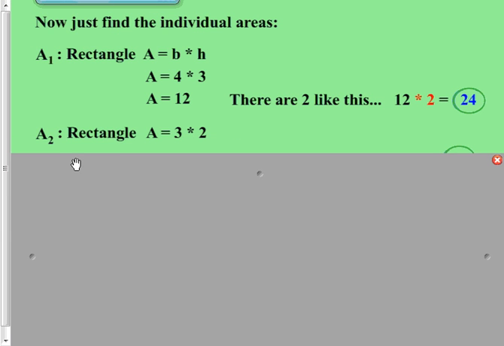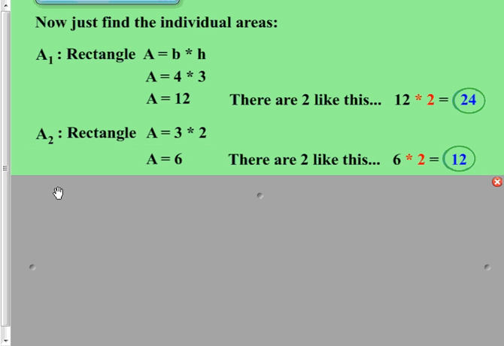So again, just plugging that in. 3 by 2 is, of course, 6. And there are two sides that are like that one. So we're going to take that 6, we're going to double it, and we get 12. And once again, that's not the answer. That's just some information that we need.